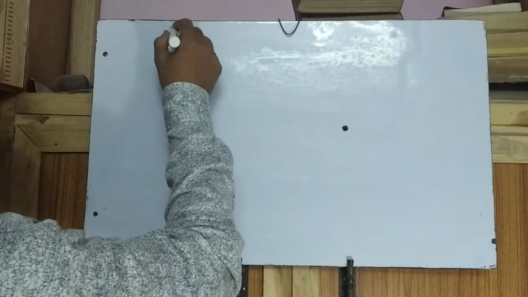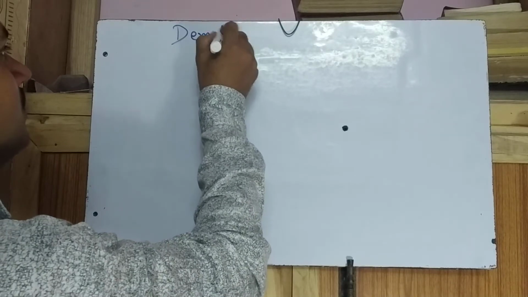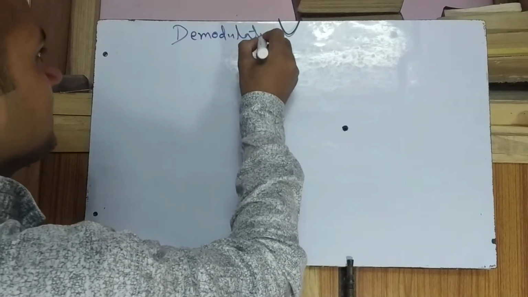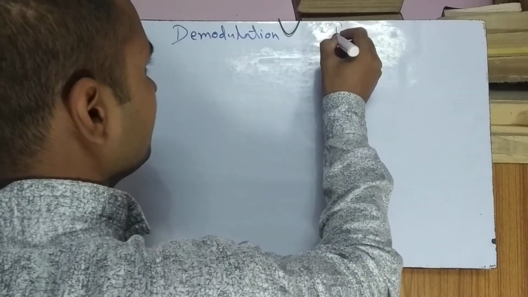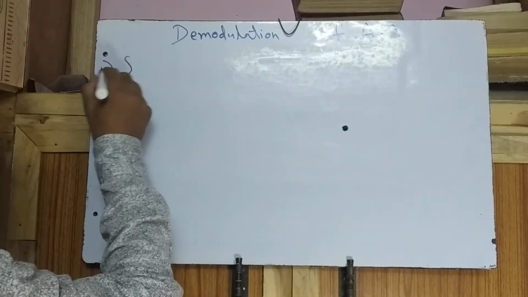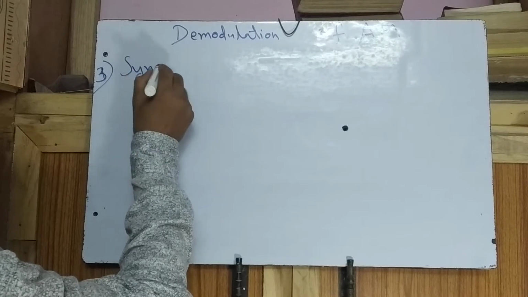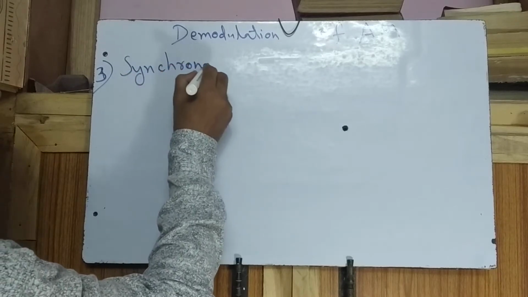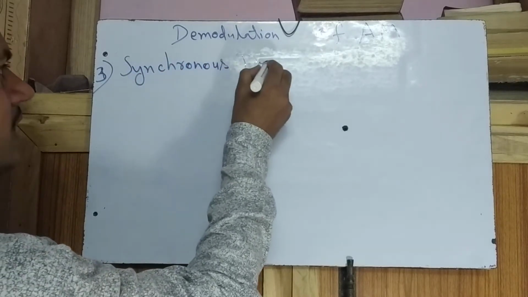Today we will study communication system, and in communication system demodulation of AM. So in demodulation of AM, today we will study synchronous detector. Synchronous detector is complex.